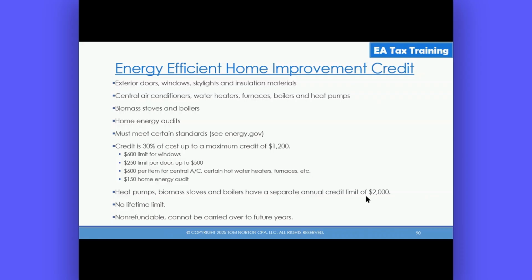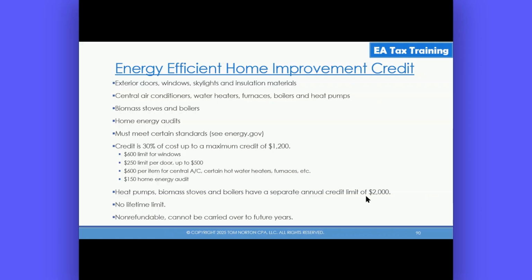If you're talking about windows, the limit is $600 in total for windows. For doors, it is $250 per door up to a maximum of $500. If you have central air conditioner or certain hot water heaters, the maximum is $600 per item. And if you get one of those home energy audits, the maximum is $150.